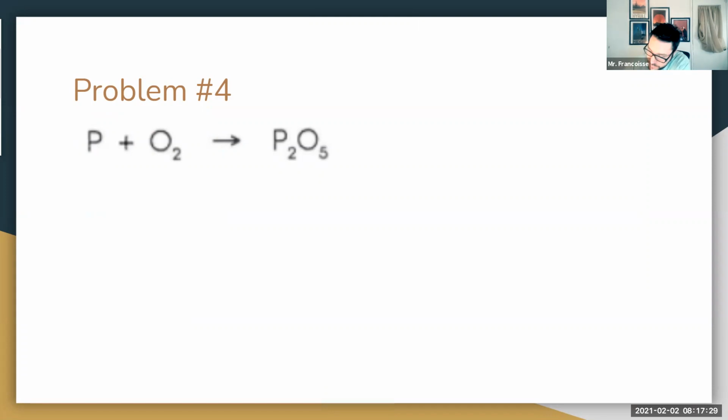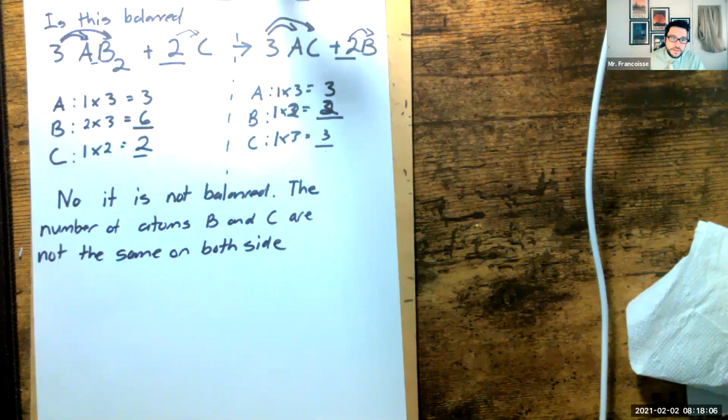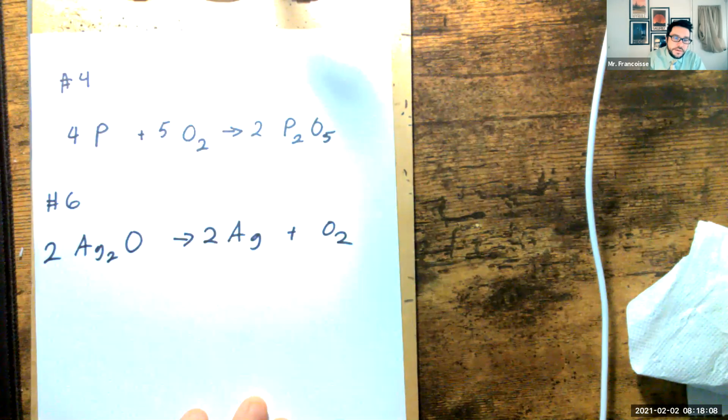So number 4, I'm going to put down the correct answers so that you guys can check your work and see if we got it right. And number 6, we have Ag2O, Ag plus O2. So for these two problems here, this is what you should have gotten yesterday.